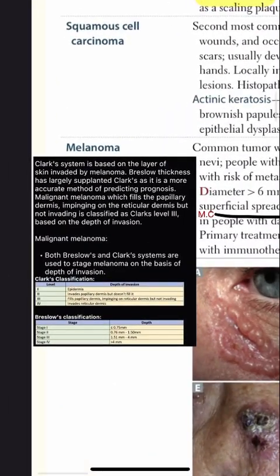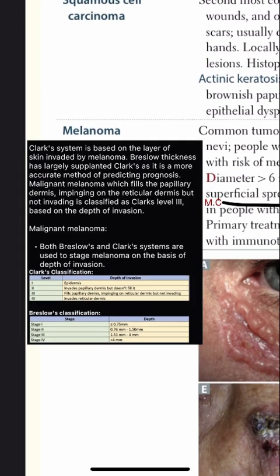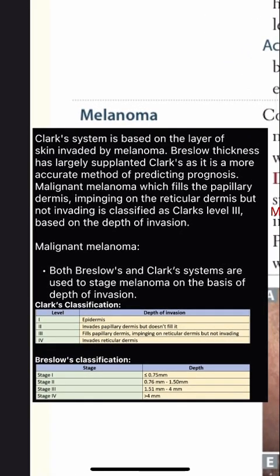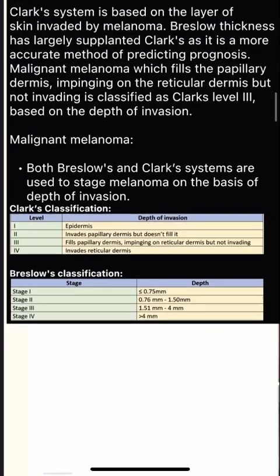Let's see one more point. Clark's system is based on the layer of the skin which is invaded by melanoma. Breslow thickness has largely supplanted Clark's as it is a more accurate method of predicting prognosis. Malignant melanoma which fills the papillary dermis, impinging on the reticular dermis but not invading, is classified as Clark's level 3. Let's see this malignant melanoma. Both Breslow and Clark systems are used to stage melanoma on the basis of depth of invasion.